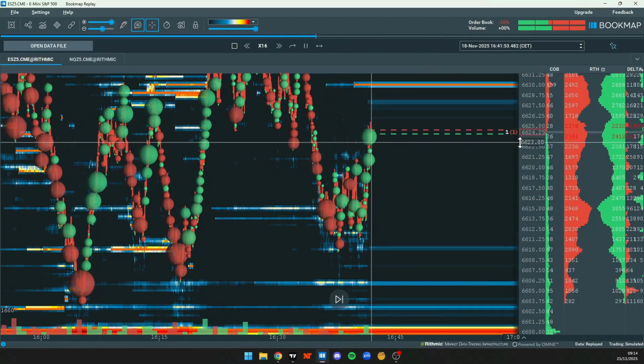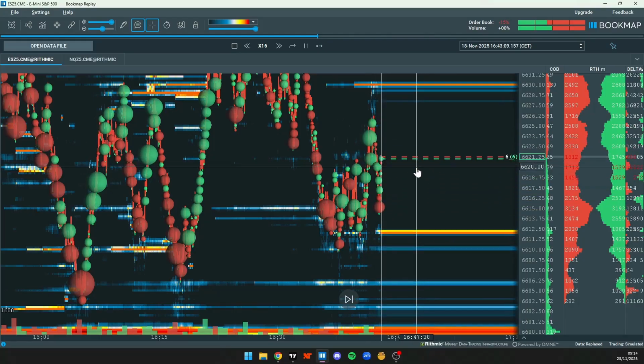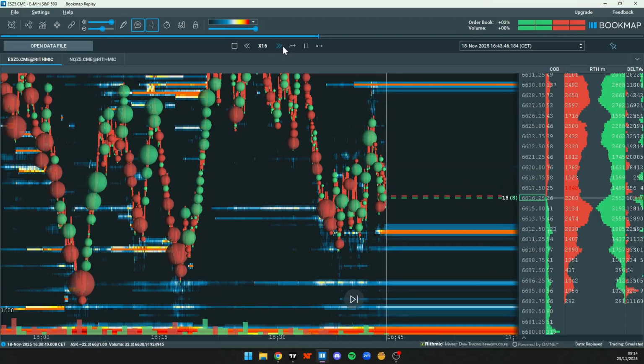We had a little bit of a retrace, nothing to worry about. Stop loss is at break even. Now we're just waiting for our target to get hit.